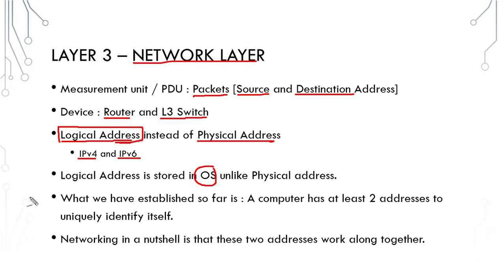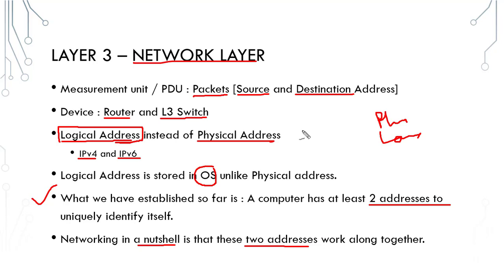So what we have established so far, let's discuss. We have established so far that a computer typically has at least two addresses, a physical address and a logical address. Okay, so networking, if I describe it in a nutshell, actually revolves around these two addresses. We need to make sure that these two addresses work together, and we will see in future lectures how we actually make sure of it.